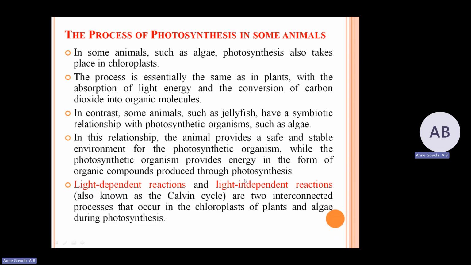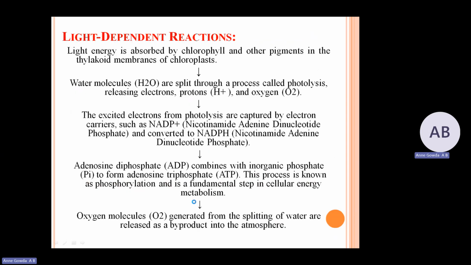Now, don't take the light dependent reactions and light independent reactions as two entirely separate things. They may be two different processes occurring simultaneously, but the dependency is there. Light dependent reactions are dependent on light independent reactions, and light independent reactions are dependent on light dependent reactions. So there is a dependency between these two processes, and that is clearly shown here. You can clearly observe this diagram.